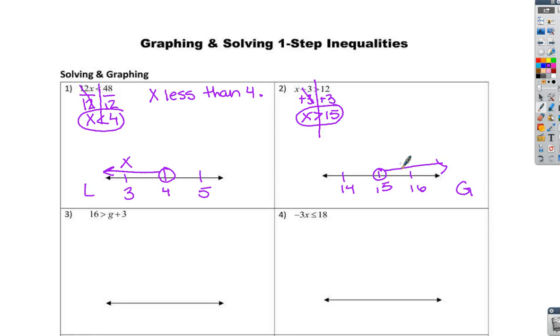So any number on this side of our arrow is going to be true if we plug it into our inequality. So 16 is greater than 15. 17 is greater than 15. All of those numbers that are bigger than 15 will make this inequality true.